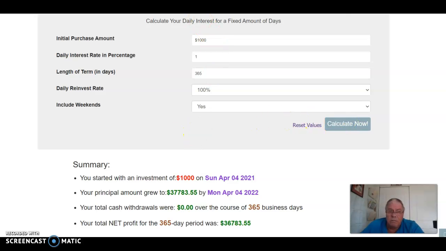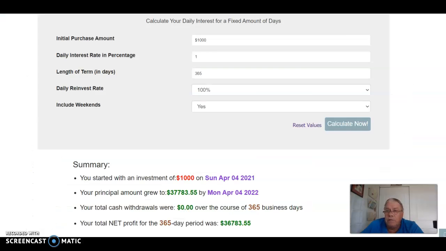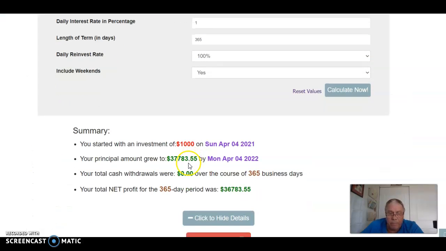So $1,000 compounded 1% per day for 365 days, never took any money out, leaving the money in my account like I would be doing here. I'll be leaving it in and keep on growing it. You're at $37,783 in a year. That's pretty good, right? That's really good.